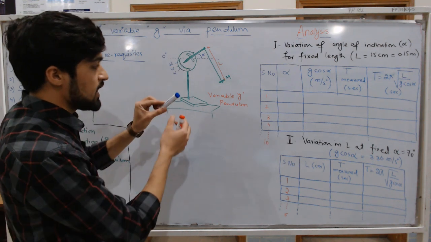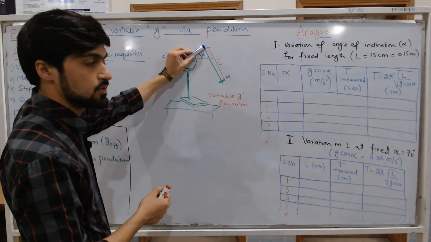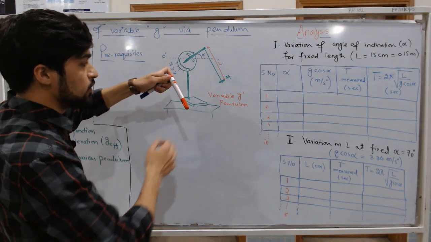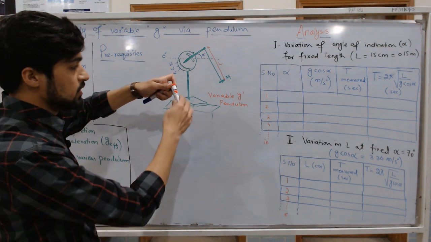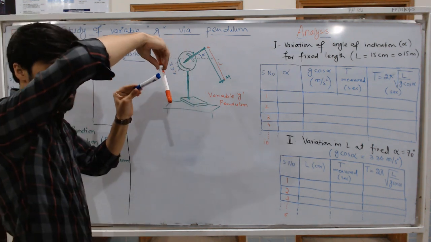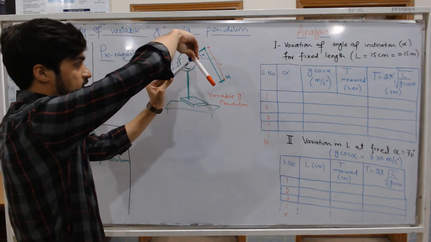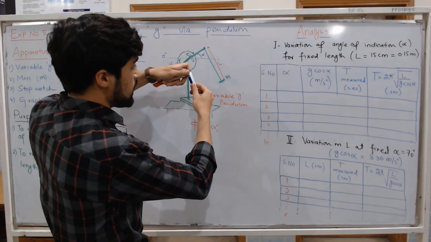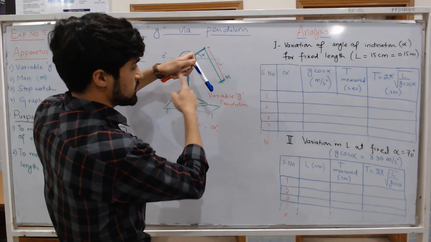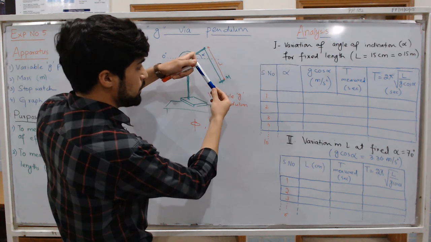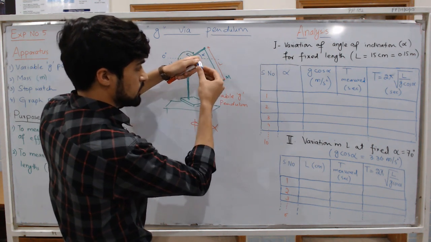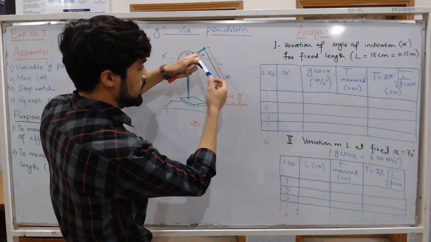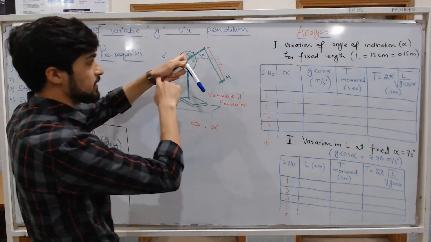If the pendulum is inclined like this, let's say this is the fixed axis, fixed here, and this is the pendulum. Keep in mind that we will be demonstrating this shortly. The pendulum is allowed to oscillate in this direction, perpendicular to the fixed axis, and it is inclined at a certain angle alpha.